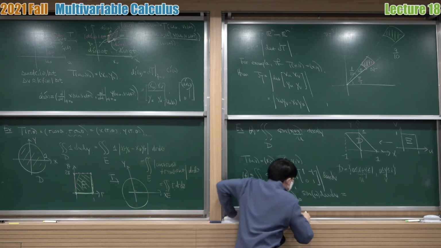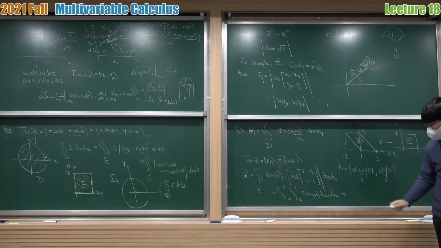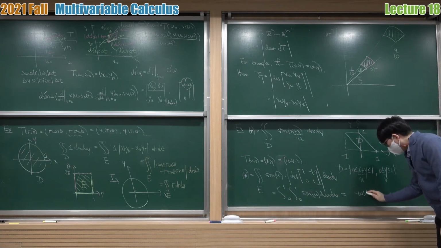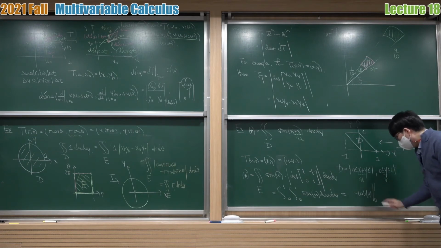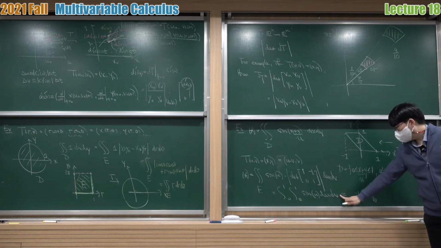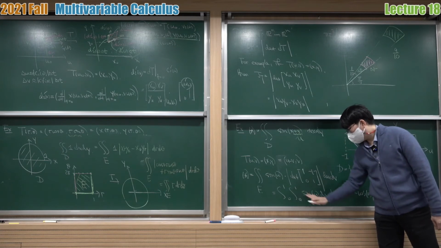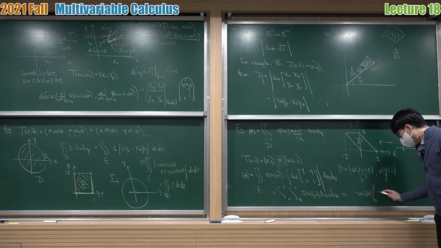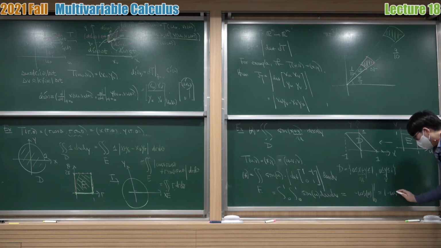So if you take the sine integration, it's minus cosine u from 0 to 1. And then if you integrate over v, it's a constant, so nothing happens. So that's the result, 1 minus cosine 1.